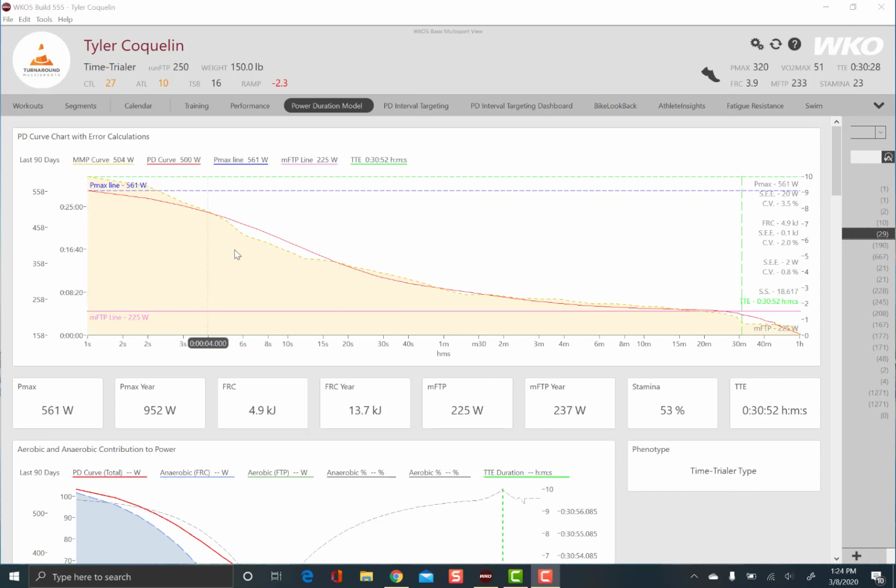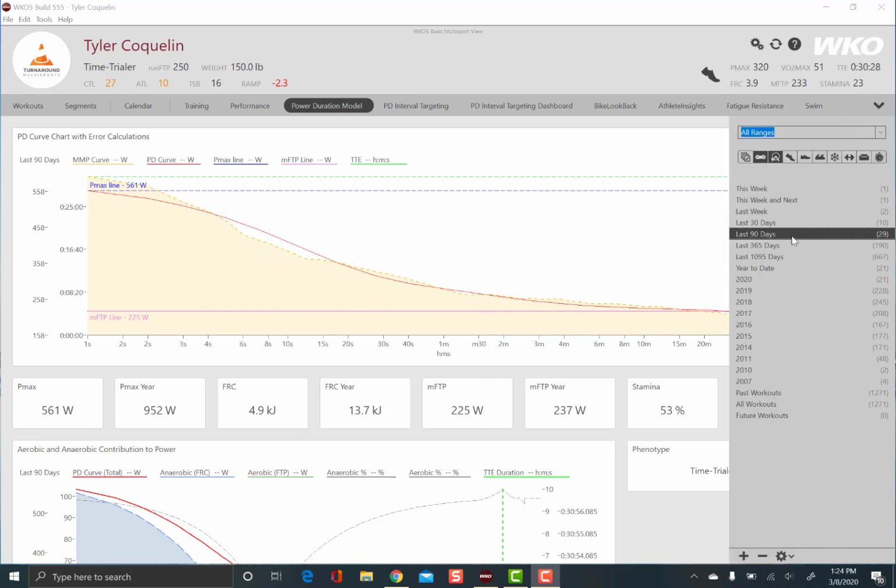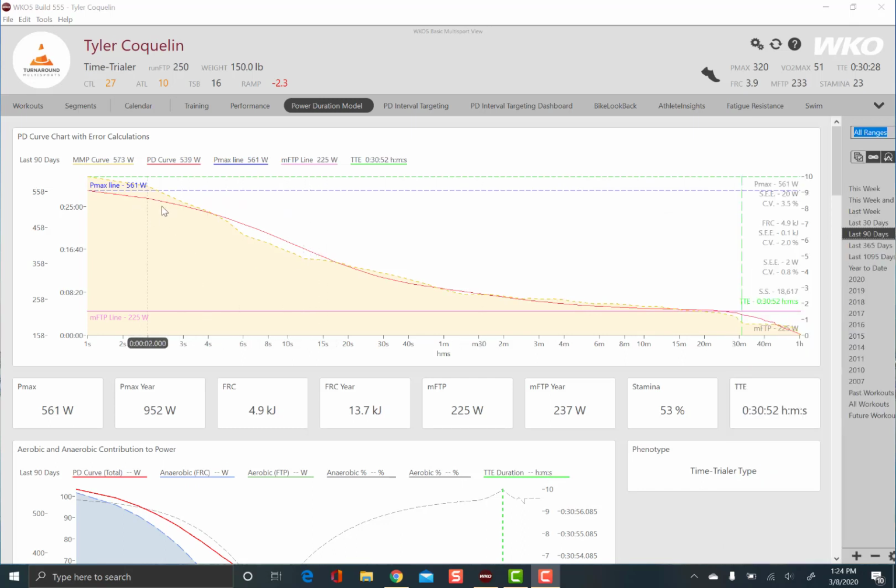Now the dashed line, this kind of yellowish orange right here, this is what you have been doing according to your highlighted section over here. So in this case, it is in the last 90 days. So over the last 90 days, this is the power that I have put out over the time limit under here. And you can see that when you're looking at my PD curve right here, there are some gaps, some noticeable areas where I am lacking or further away from that line, and I should be closer.